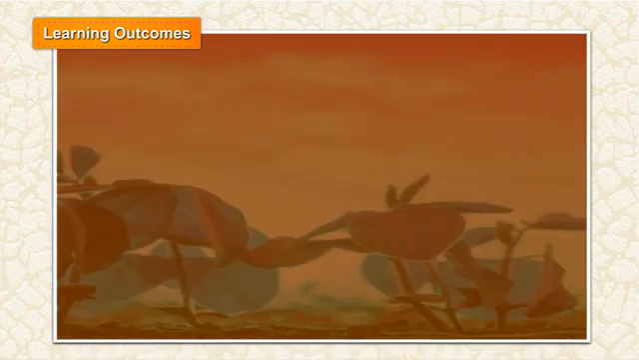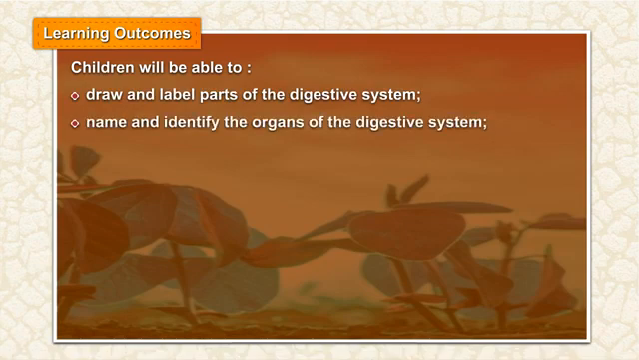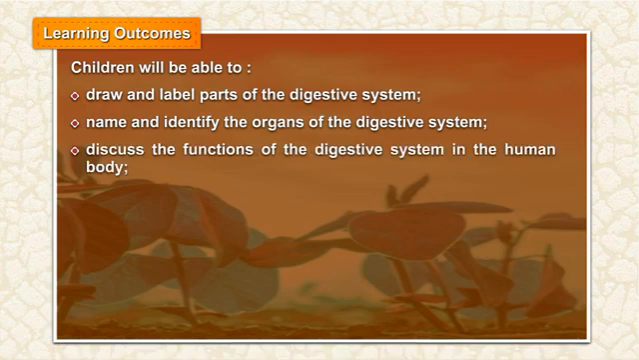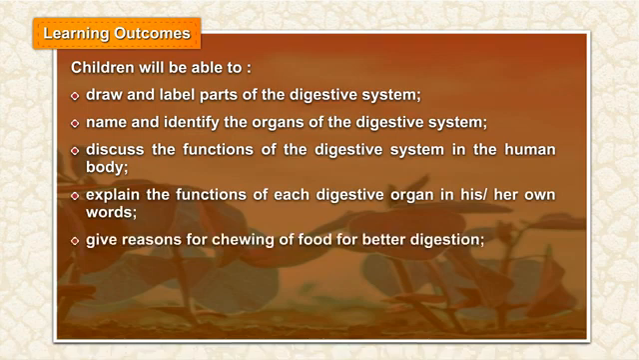Learning outcomes. Children will be able to draw and label parts of the digestive system. Name and identify the organs of the digestive system. Discuss the functions of the digestive system in the human body. Explain the functions of each digestive organ in his or her own words. Give reasons for chewing of food for better digestion.